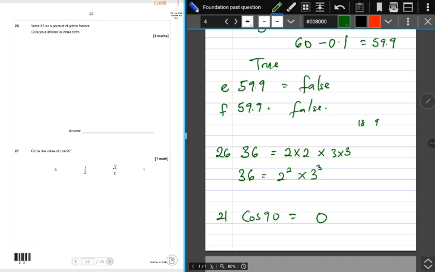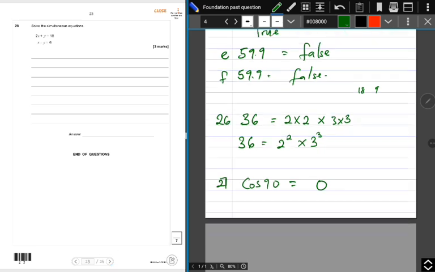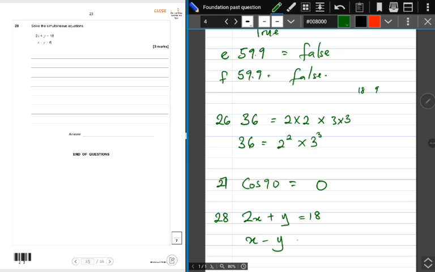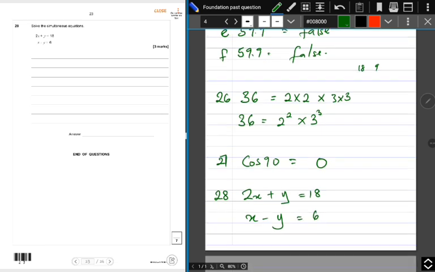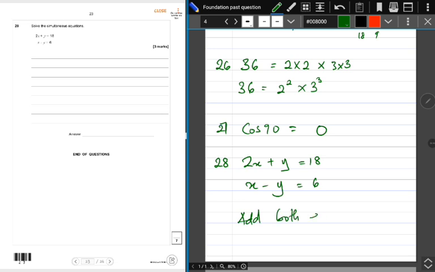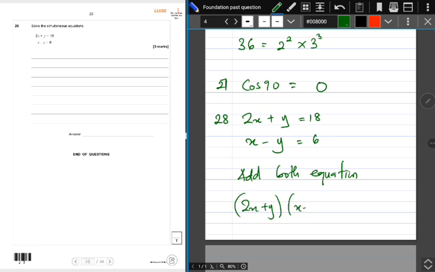And then question 28, which is the last question for this past question paper. It said solve the simultaneous equations, which are 2x plus y equals 18 and x minus y equals 6. So I'll be adding both equations 1 and 2 together. So this is going to be 2x plus y plus x minus y equals 18 plus 6. In case you're asking why I am adding both equations together, since we have plus y and minus y, it will be easy to eliminate.